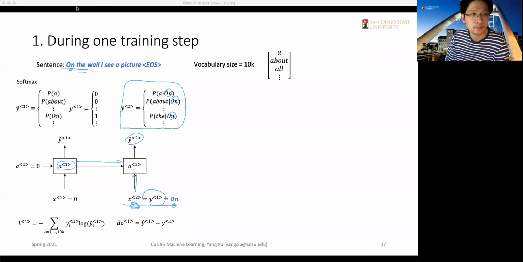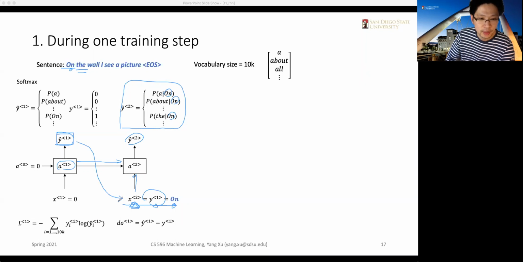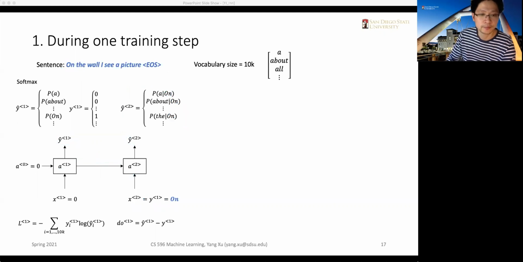I see, Matthew, you have a question? Yeah, so is x2 already set to on, or is it just set to the value that we predicted in y hat 1? It is not the predicted value. It's given the correct value. Yeah, we give it the correct value. The mechanism of feeding y hat here will be useful not in the training stage, but later in the testing stage. We will mention that in the next slide.